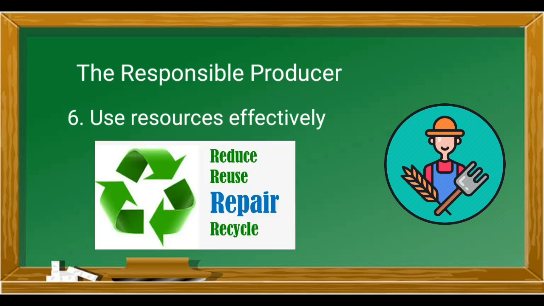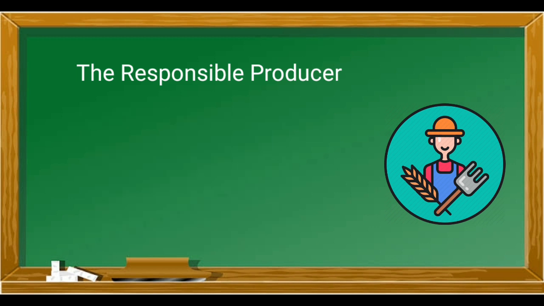Also, don't forget to use the 4 R's in using resources effectively. The 4 R's are reduce, reuse, recycle, and repair. Can you say that one more time, please? Reduce, reuse, recycle, and repair. Very good. Alright, so those are the 6 ways to become a responsible producer.